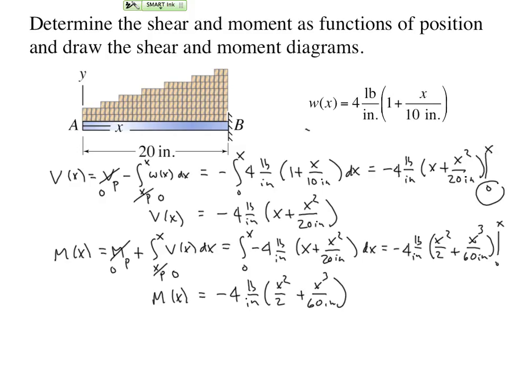Note again that we simply inserted w of x as it is here. We didn't have to put in a negative value for w of x because our derivation assumes that w of x is going down, and so we simply insert it as it is into the expression. Since w of x is a linear function of position, we obtain a parabolic expression for v of x and a cubic expression for m of x.